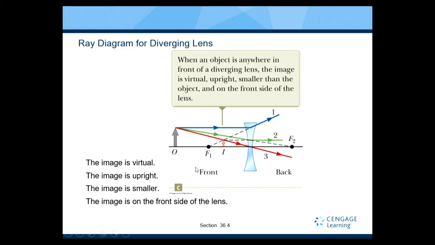Again, I can use 2 to define where my image is, and then I can use the third one to check it. The image is going to be virtual. The image will be upright. The image will be smaller, and the image will be on the front side of the lens. And so when you get to ray optics, you can draw all of these things and really work them out.